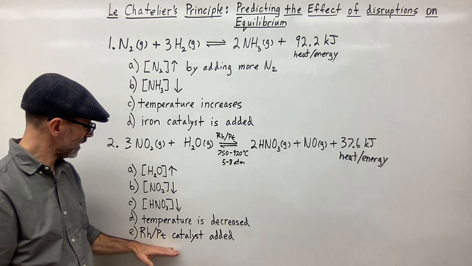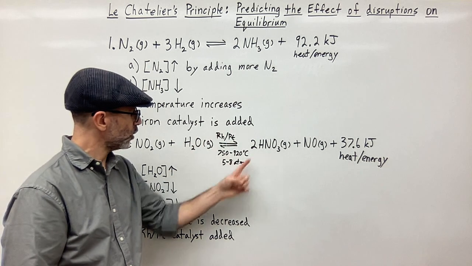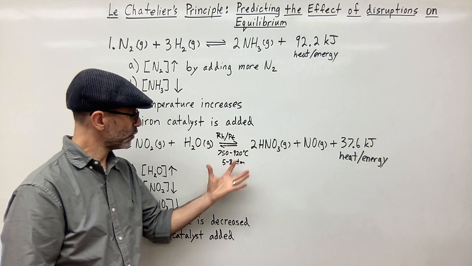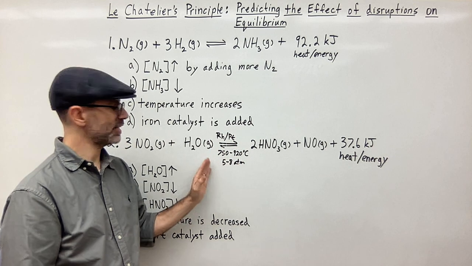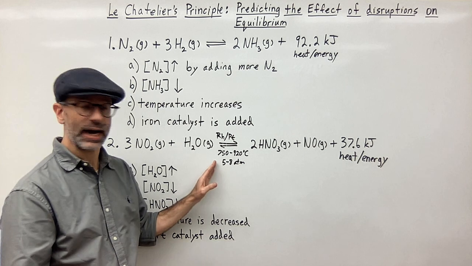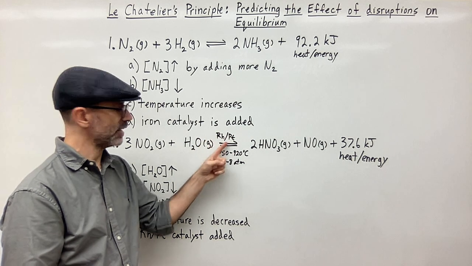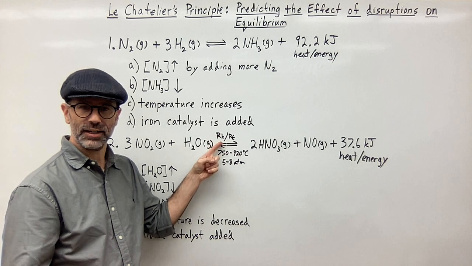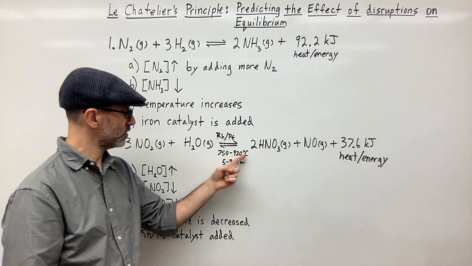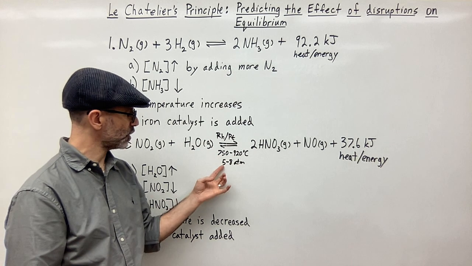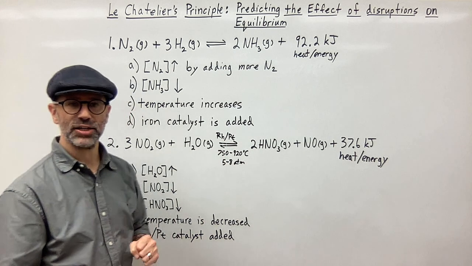So finally, we have E. We're adding the Rh platinum. So if you look at your arrow here, anytime you have information either below or above the arrow, that's indicating the conditions under which the reaction is taking place. If you see something like platinum or Rh, that's going to indicate a catalyst. This is temperature, so this is telling you that this is happening under high temperature, and 5 to 8 atmospheres, so it's under high pressure. So these are the conditions under which the reaction is happening.